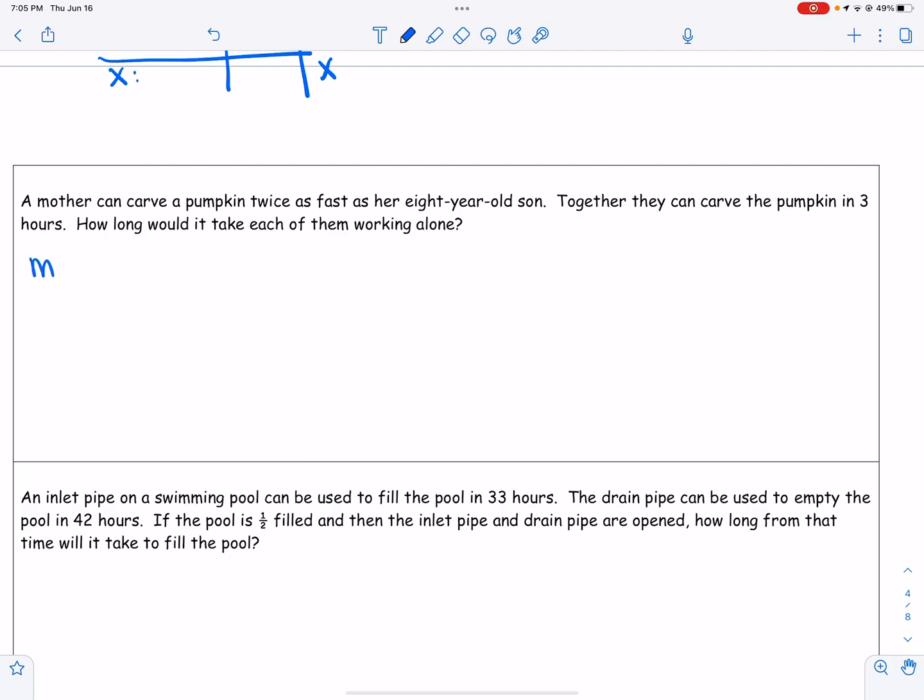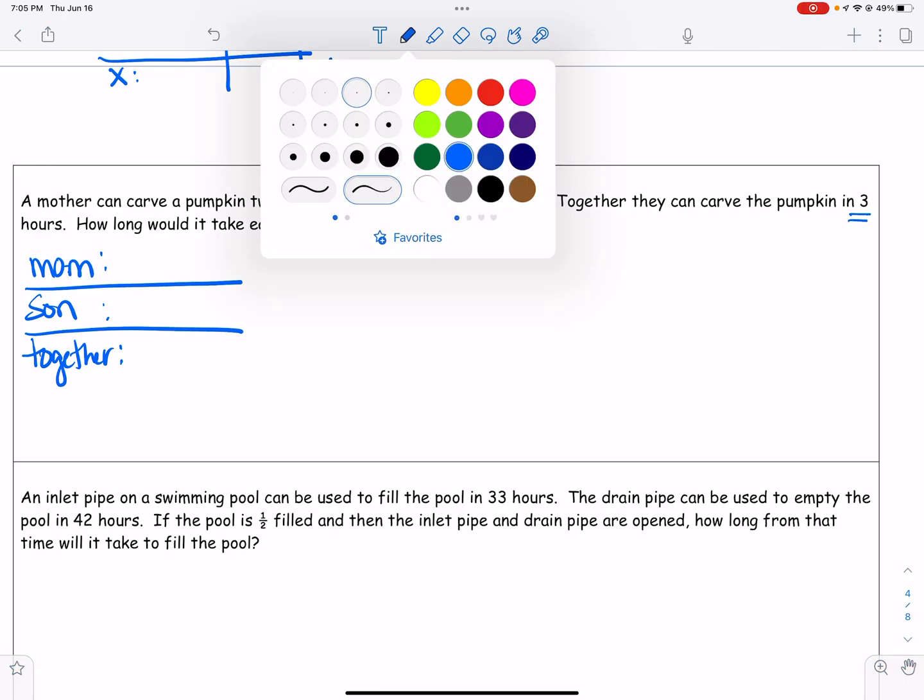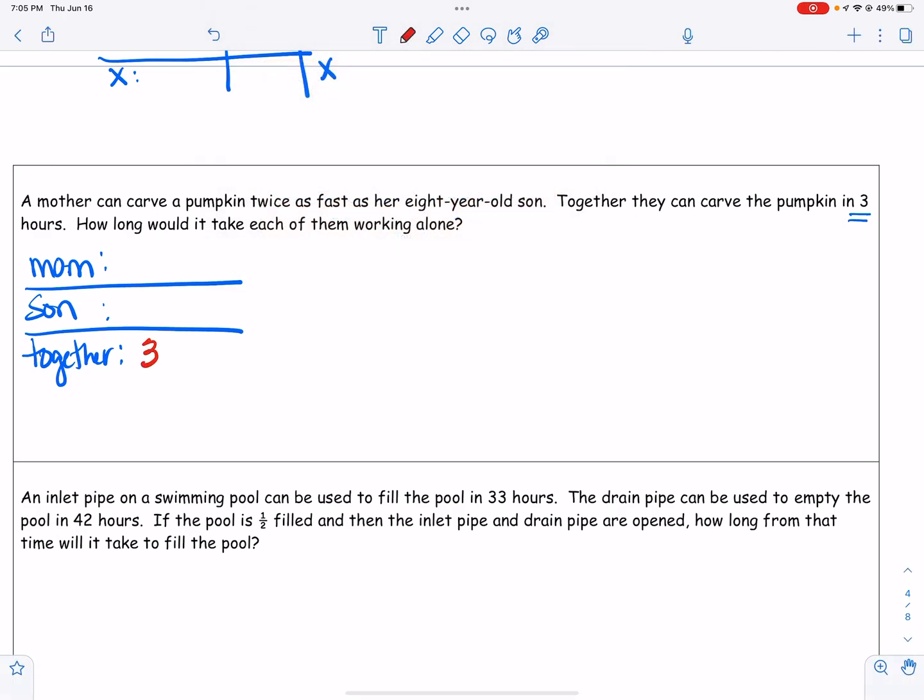So we have a mom, we have her son, and we have together, okay? Now they tell us that the together time, they can carve it in 3 hours. So there's my first number. But the relationship between the mom and the son is given in that first sentence. It says the mother can carve the pumpkin twice as fast as her 8-year-old son, okay?